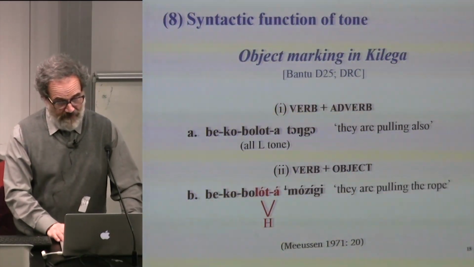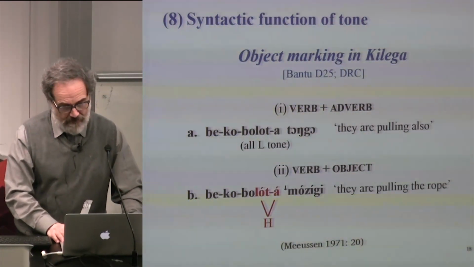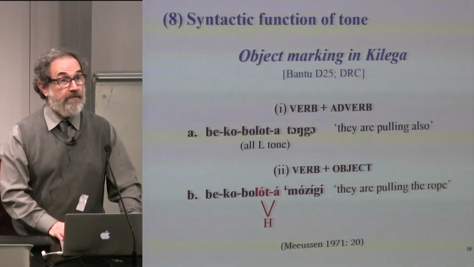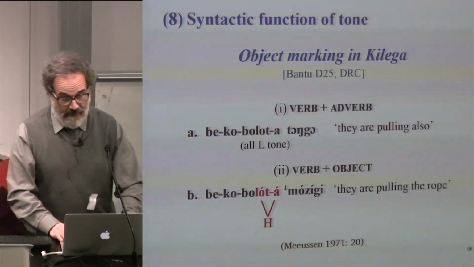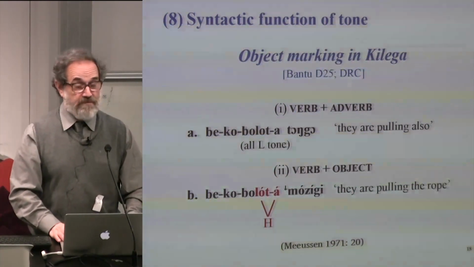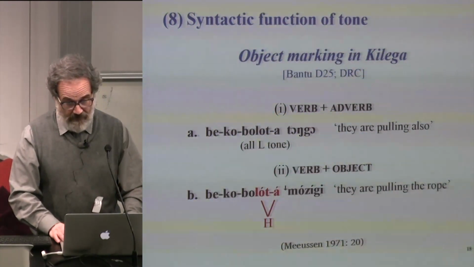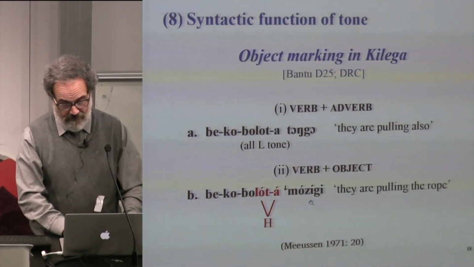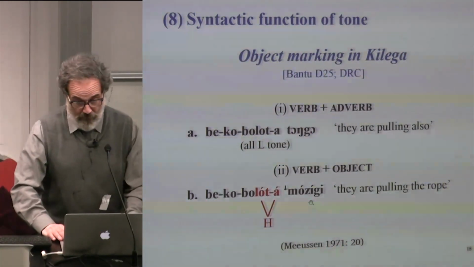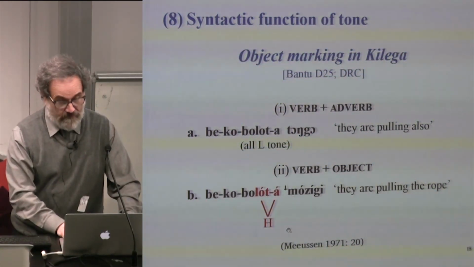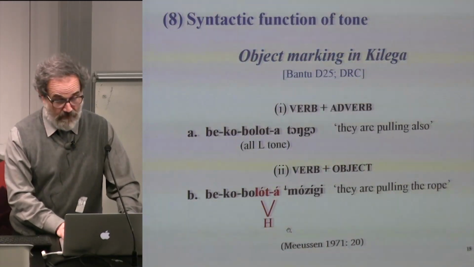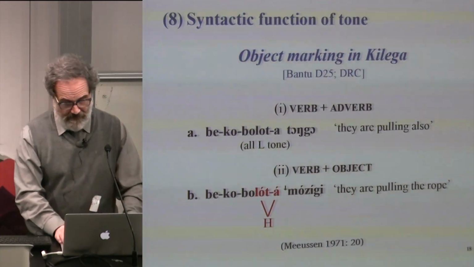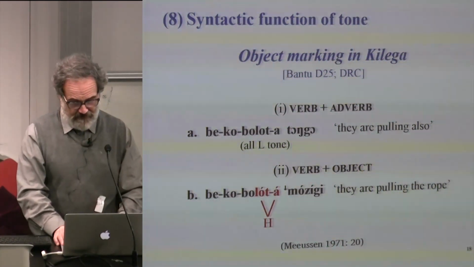You can see in the first example, it's all low tone, beko bolota tongo. With an adverb afterwards, you get the verb all low tone as it is underlyingly. That's the input. There are no high tones there, and the adverb also doesn't have any high tones. But if instead I put the noun, the object there, the rope, all of a sudden this high tone appears, which is an object marker, an object-marking high tone, and you get beko bolota mozigi. The arrow is just a drop in pitch, a downstep.